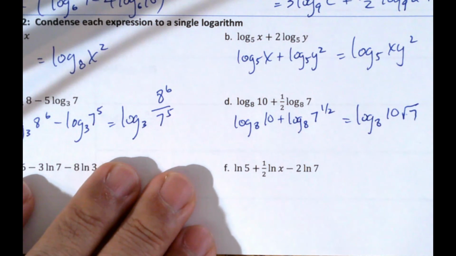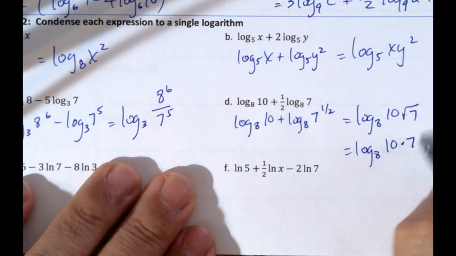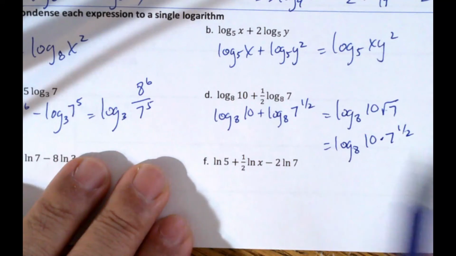B. Some of you might say, oh, do I have to do that? Well, no, I guess not. So technically, this is also correct. We can just leave it as 7 to the half.